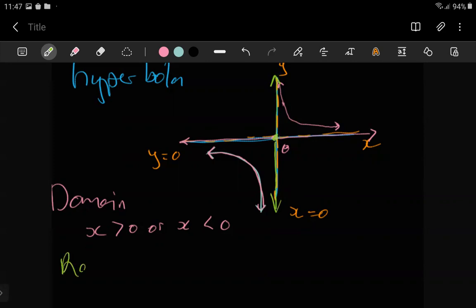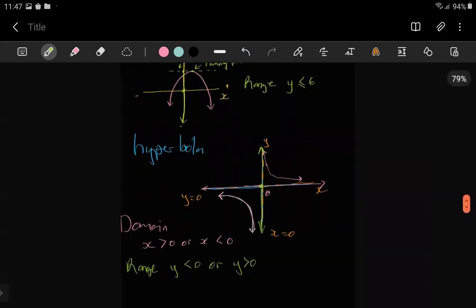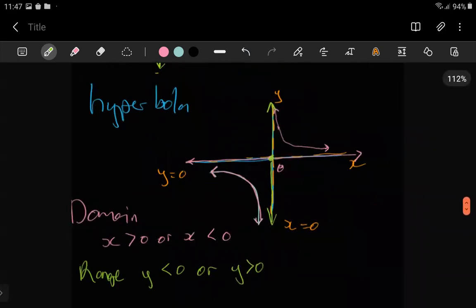So the range here, we can easily say y is smaller than 0 or y is bigger than 0, you see? Y values that are bigger than 0, y values that are smaller than 0. That's where our graph goes. That's the space that our graph occupies on the Cartesian plane. Do you see?